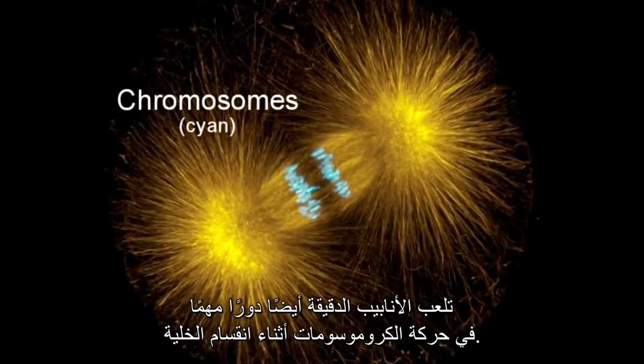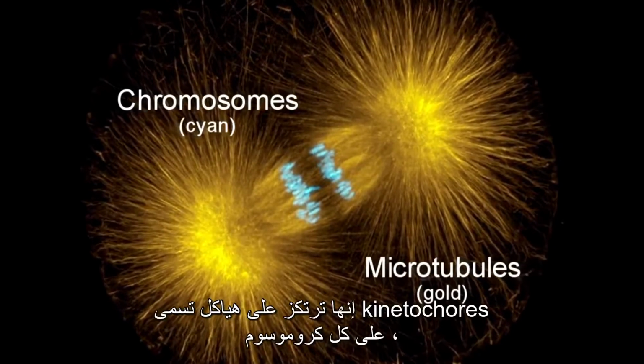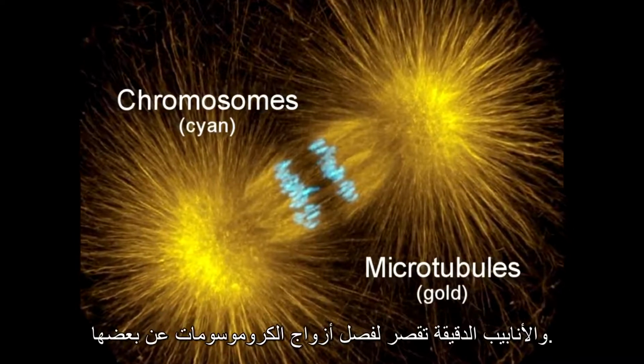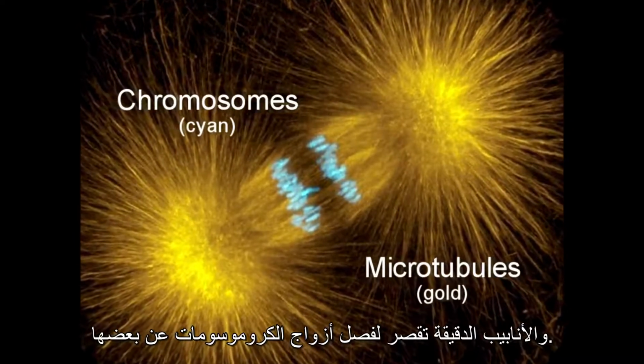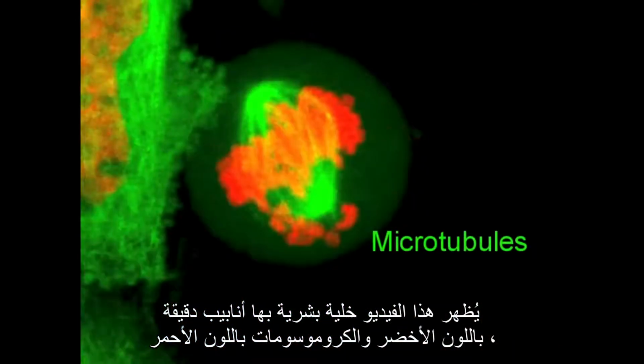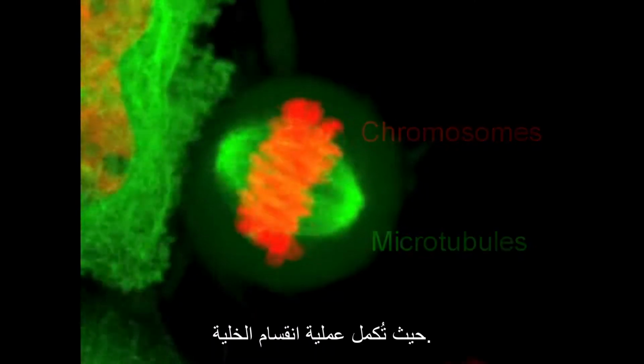Microtubules also play an important role in the movement of chromosomes during cell division. They anchor to structures called kinetochores on each chromosome, and microtubules shorten to pull chromosome pairs apart. This video shows a human cell with microtubules in green and chromosomes in red as it completes the process of cell division.